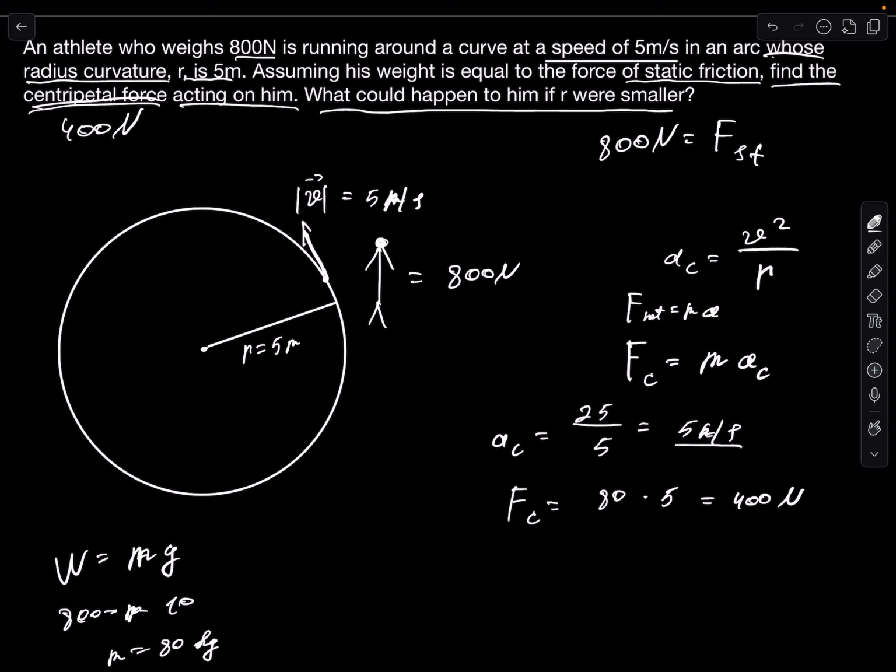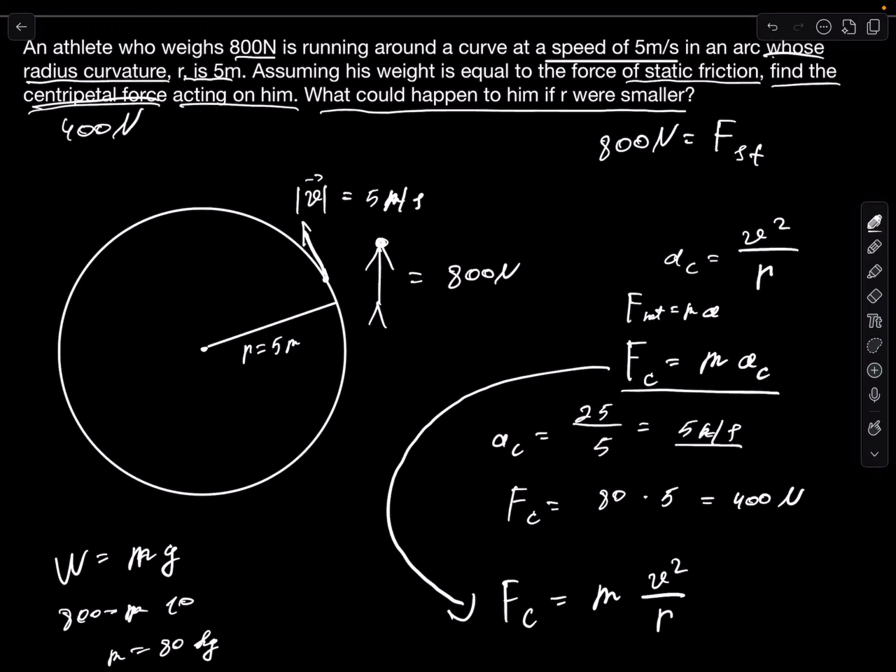What could happen to him if r were smaller? Well, let me rewrite this. Centripetal force is equal to mass times the velocity squared over the radius. If r were smaller, if this curve were to be only 2 meters, then here the value would be too big, and potentially it could reach 800 newtons. If it reaches 800 newtons, it's going to be equal to his weight. So if the static friction is equal to his weight, the athlete is going to slip.